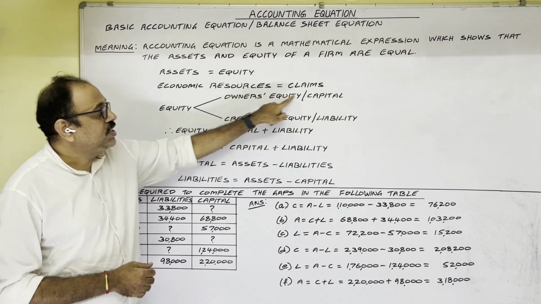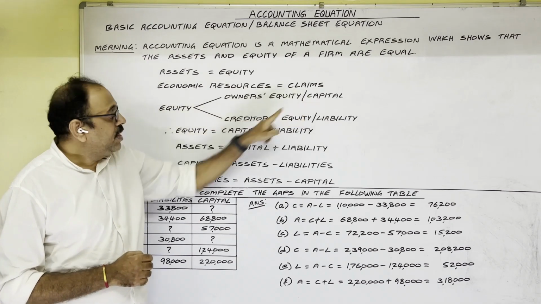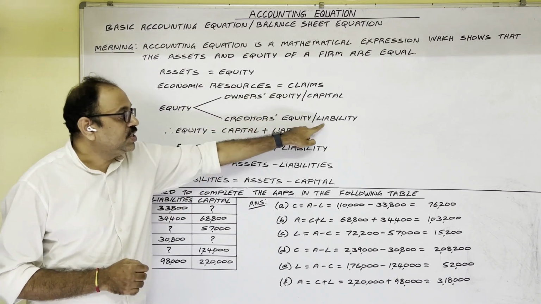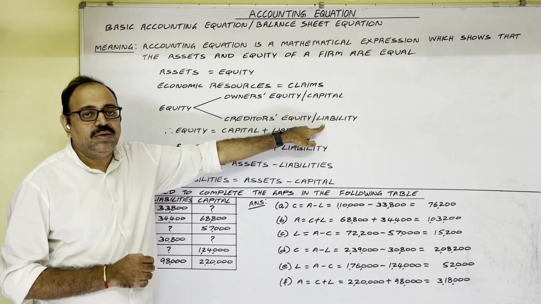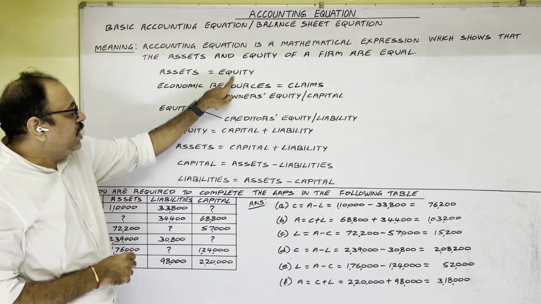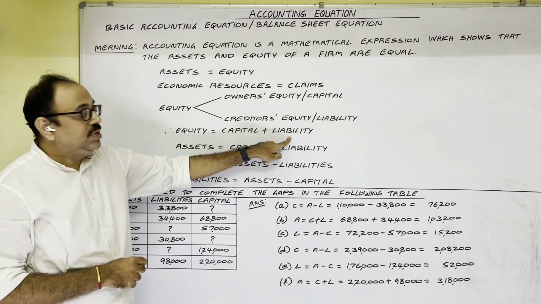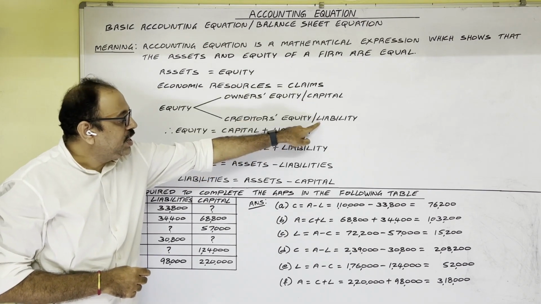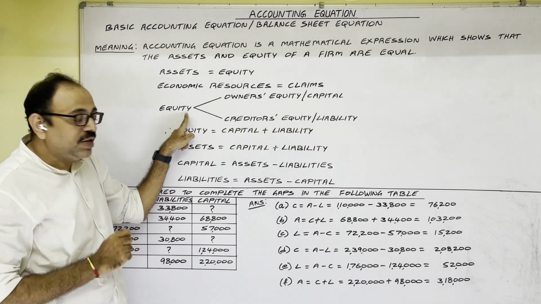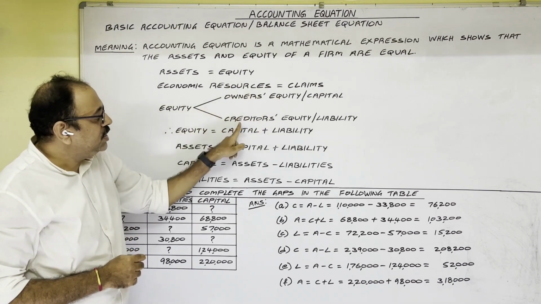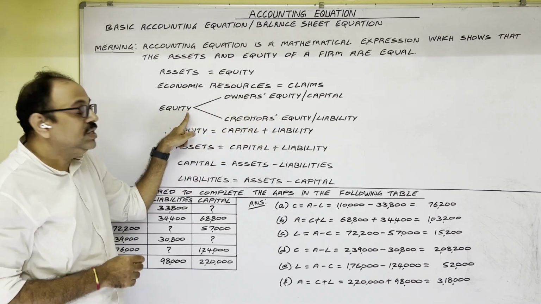Owner's equity is also known as capital. Creditor's equity is also known as liability. Therefore, equity we can write as capital plus liability. So, capital plus liability is equal to equity. In other words, owner's equity plus creditor's equity is equal to equity.